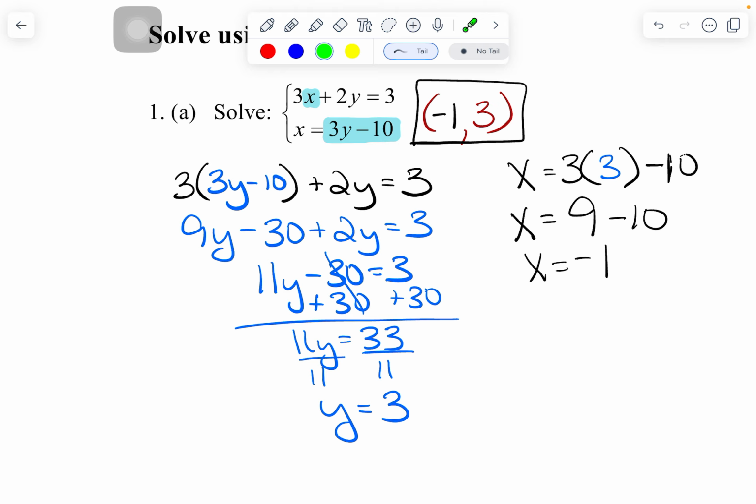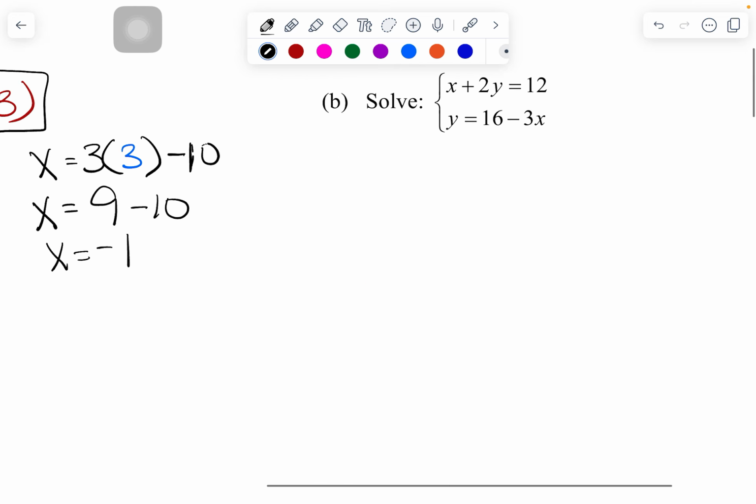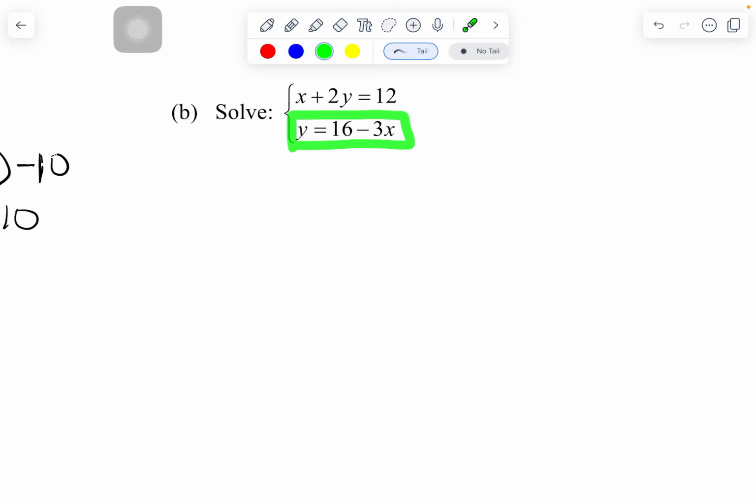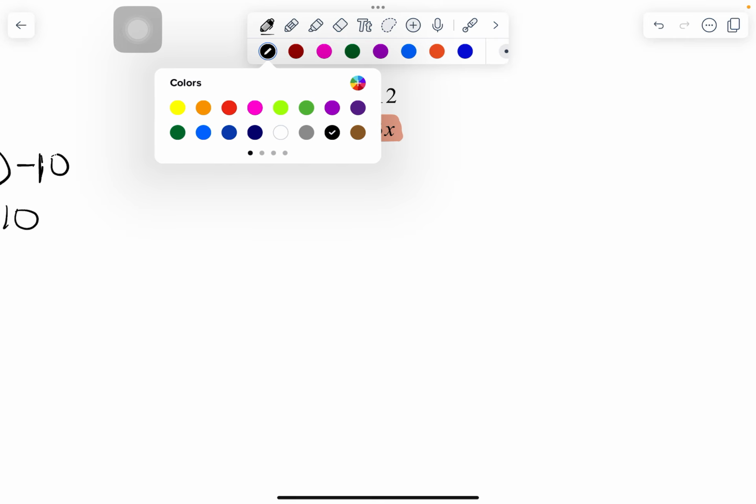That is the solution. That is how you solve with substitution. So question number 1, part A is all done. I'm going to slide on over to part B here, and we're going to do the same thing. Now, substitution is great when you have one equation solved for a variable. So where this shows me y equals 16 minus 3x, okay, cool. That's what I'm going to replace y with.